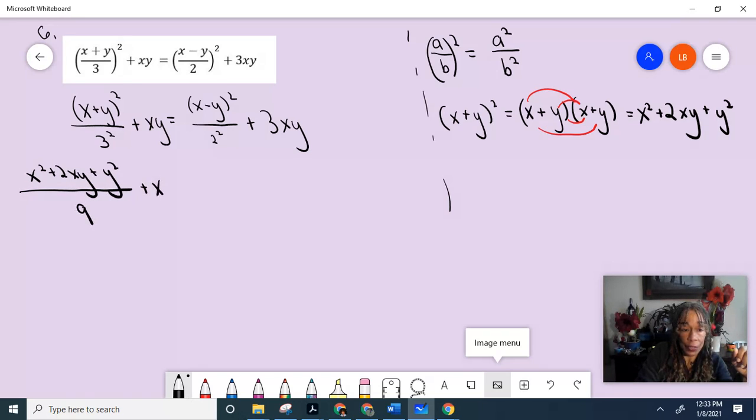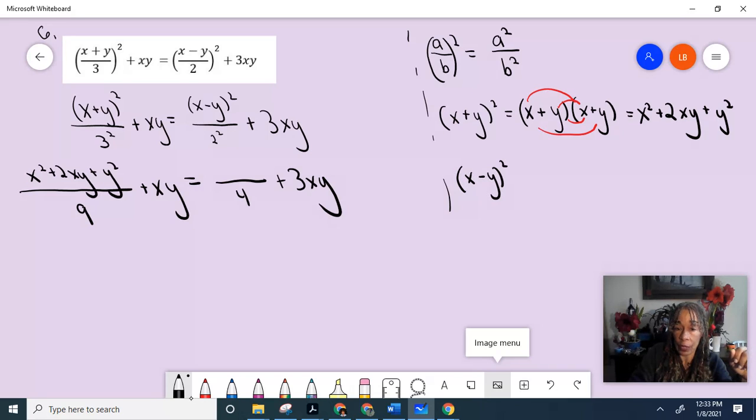And the xy doesn't change yet. The equal sign doesn't change. And it's going to be over 4 plus 3xy. I just need to expand this binomial. Same stuff, different day. X minus y quantity squared equals x minus y times x minus y. And this is the same exact thing.